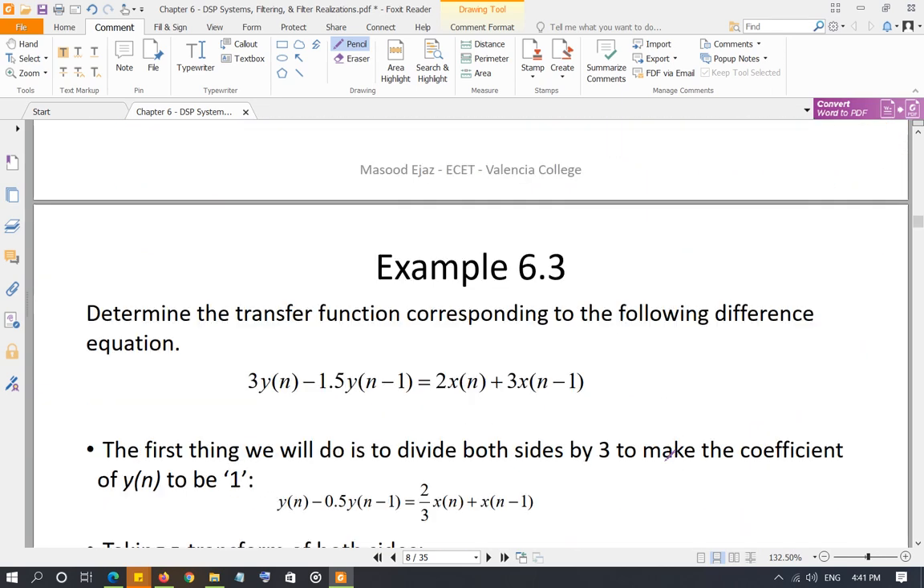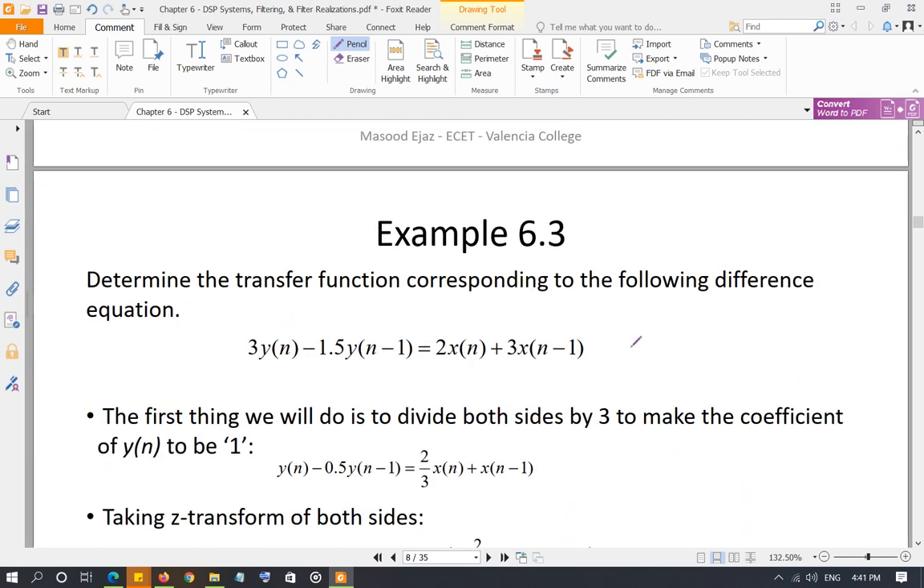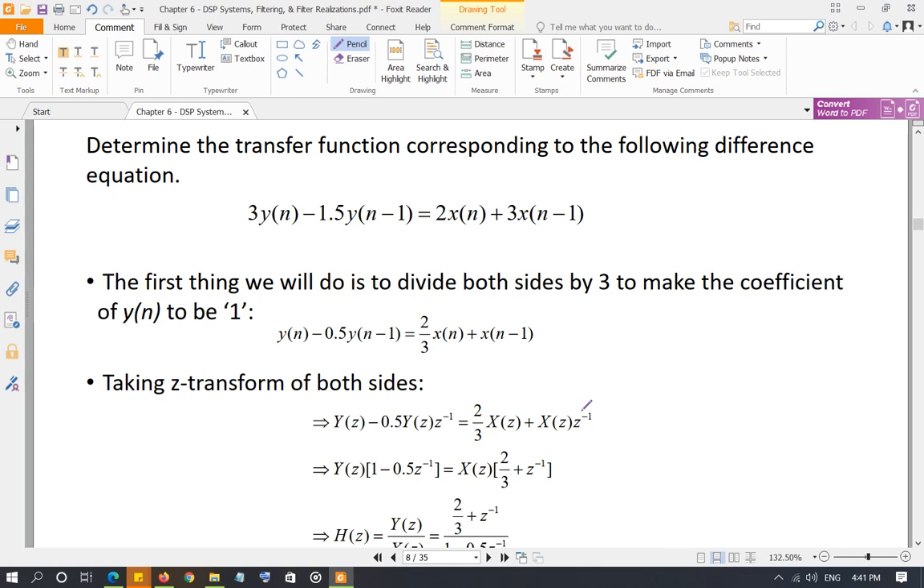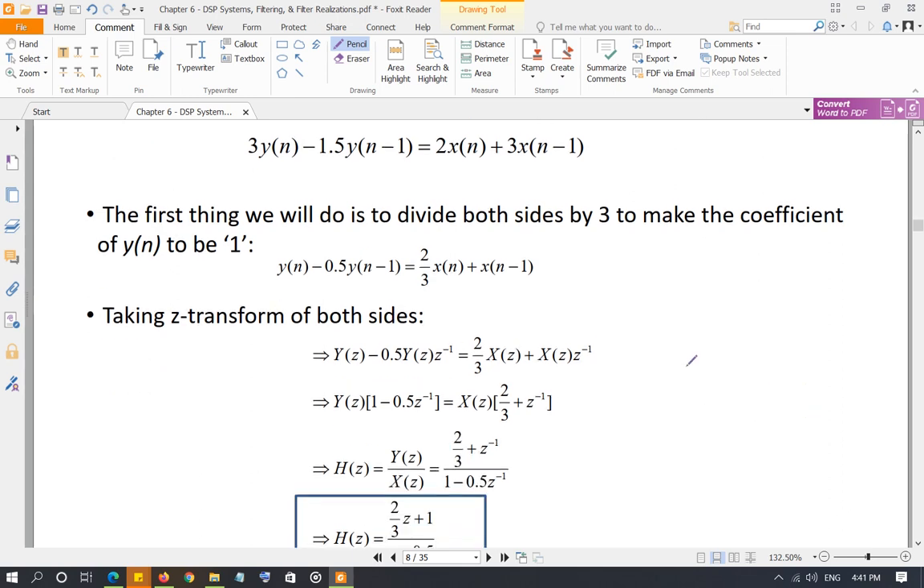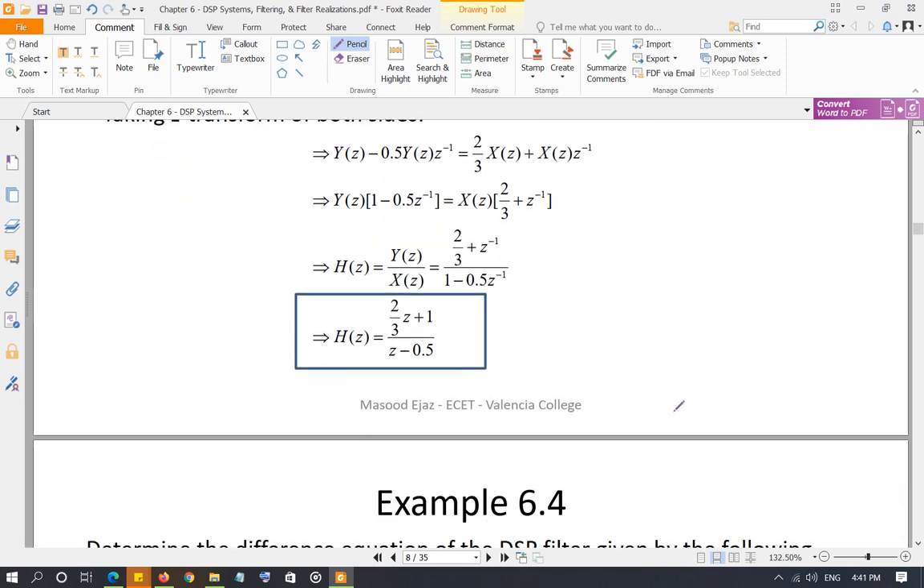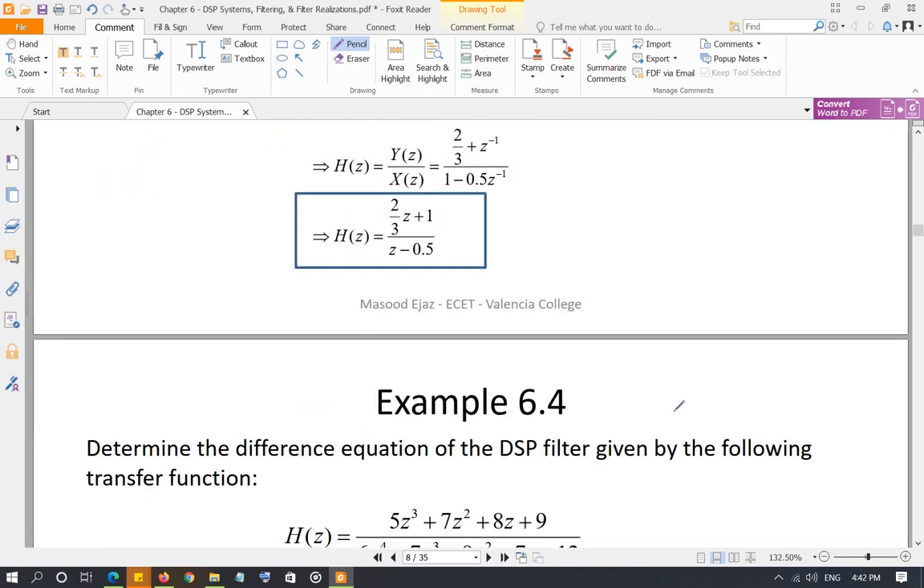So let's look at this example. We have to determine the transfer function of this, which we discussed in example 6.3. Again, the first thing we did is divide both sides by 3 so that there is a coefficient of 1 with y of n, and then we took the z transform of both sides, rearranged everything, and h of z came out to be 2/3 of z plus 1 over z minus 0.5.